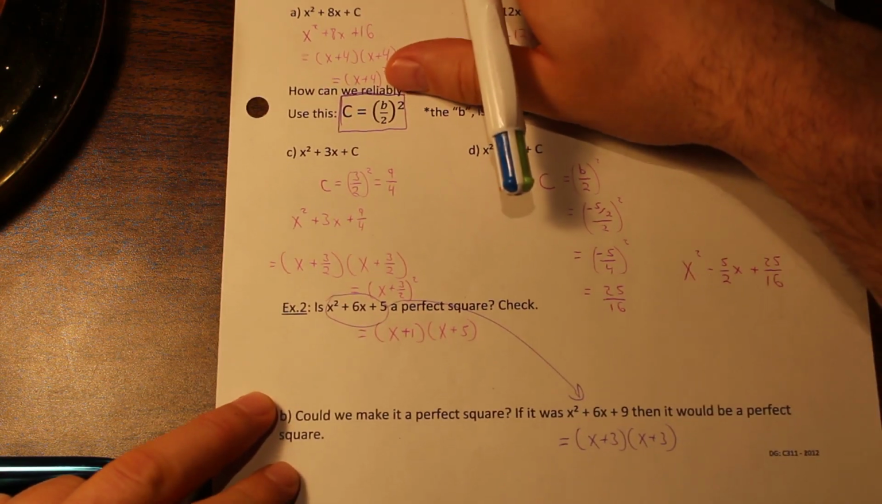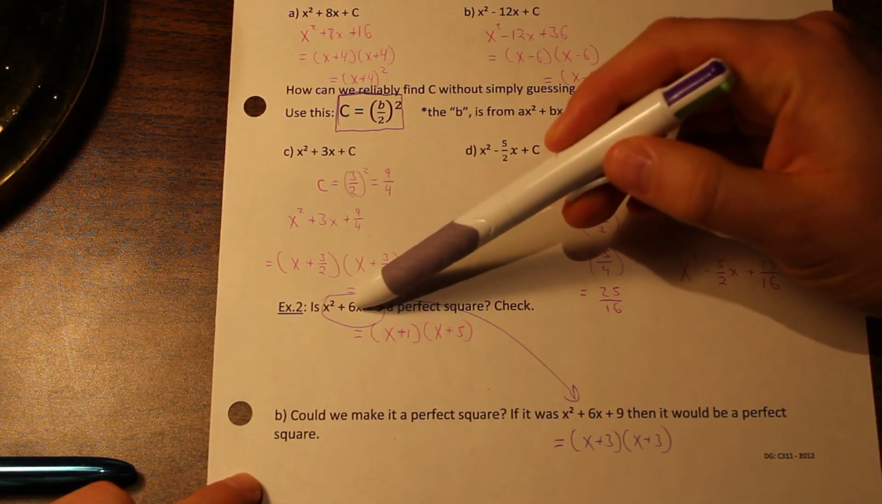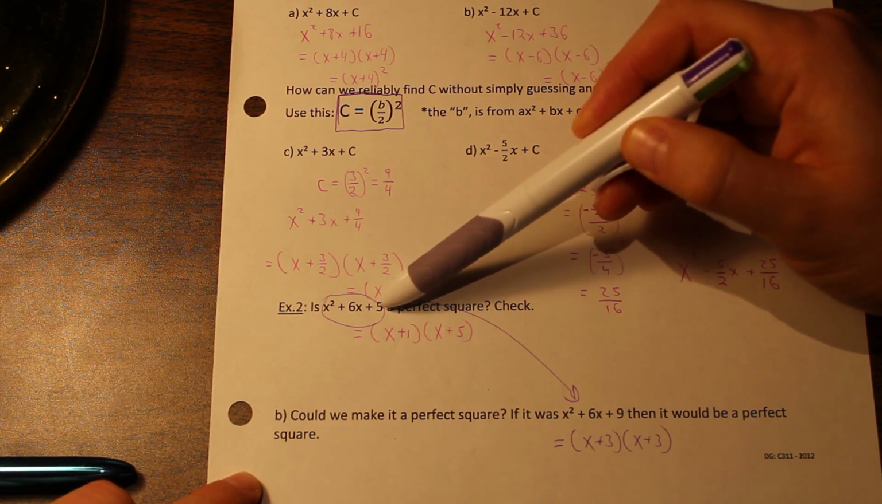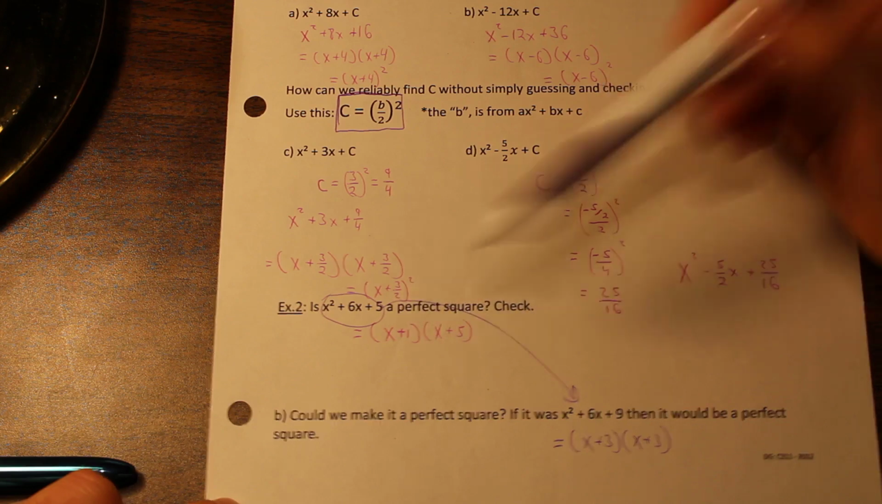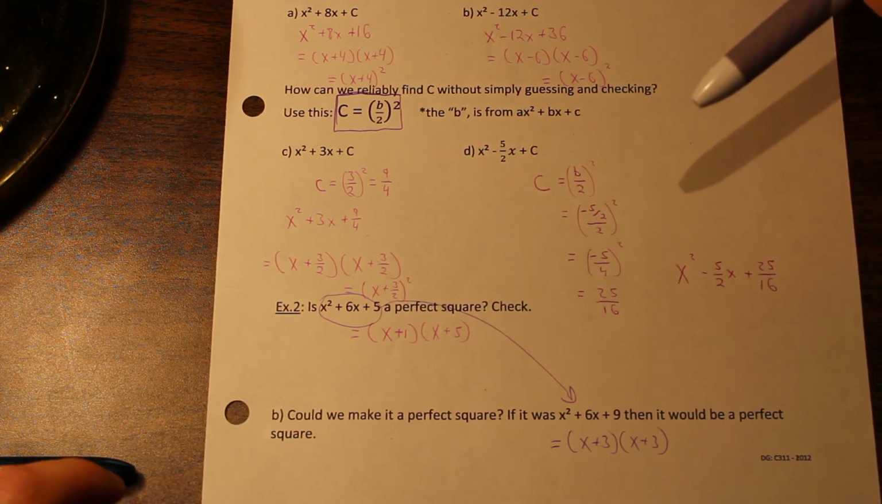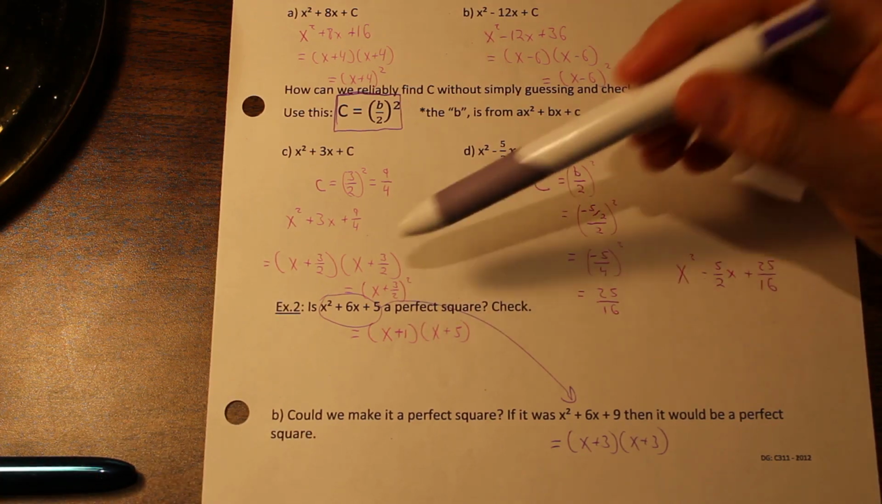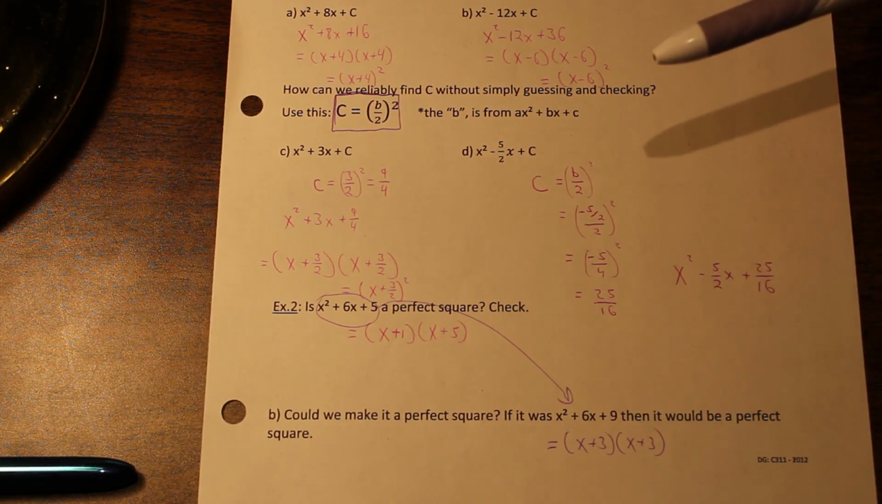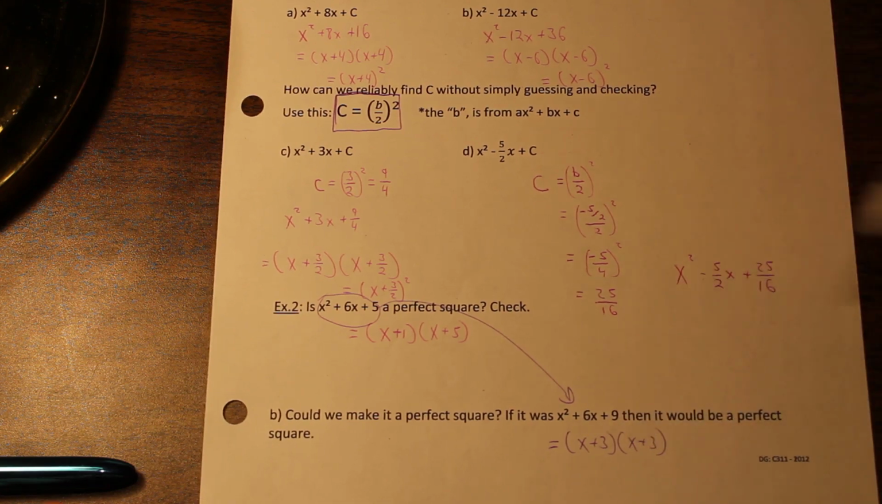So, here is a quadratic equation, and it is not a perfect square. If that was a 9, that would be a perfect square, but it's not. When we factor it, we see it's not. So, the question really is, how can I make this 5 a 9? That's pretty much what we want to do here. And once we do that, we'll have a perfect square.